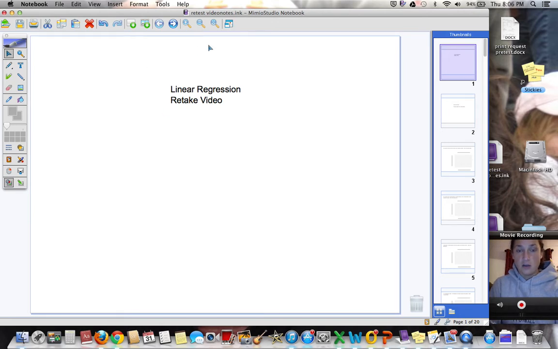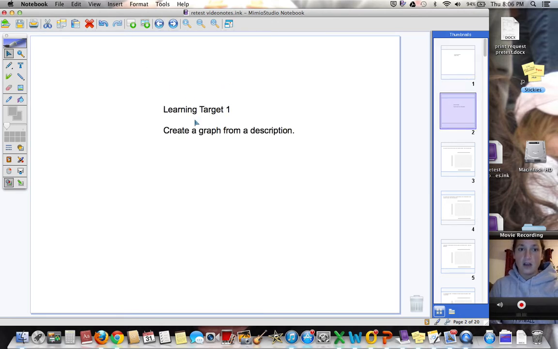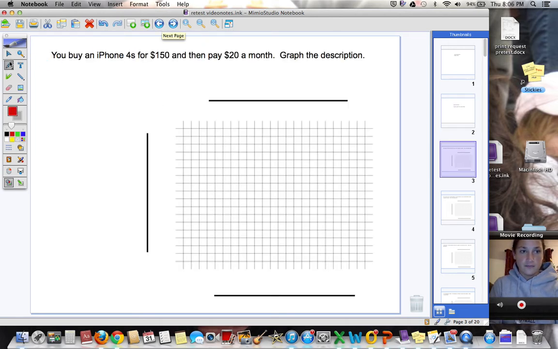So we're going to start with learning target 1. So this is creating a graph from a description. You buy an iPhone 4S for $150 and then pay $20 a month. Graph the description. So the first thing we're going to do is we're going to write an equation.